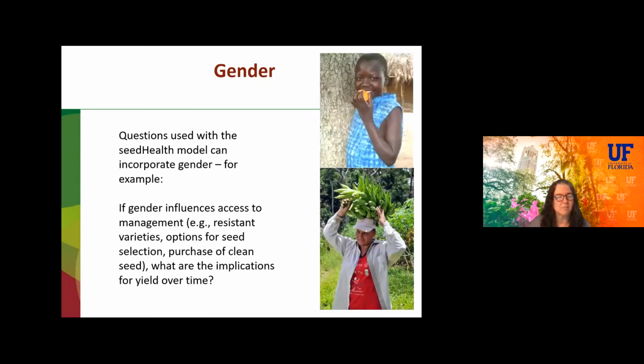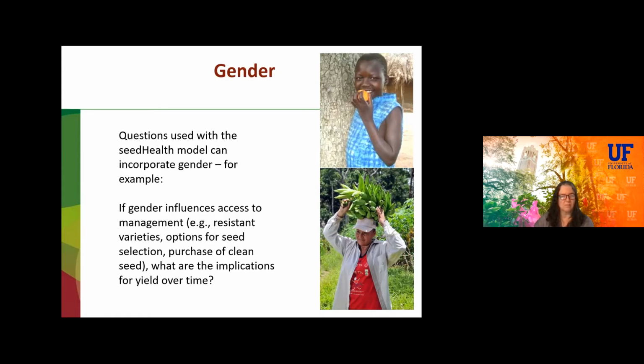So we can consider gender in the context of the seed health model. When we're looking at different types of management options, we can consider that in the context of gender in terms of whether gender influences access to management. So for example, does gender influence access to resistant varieties, options for seed selection, or options for purchasing clean or disease-free seed?